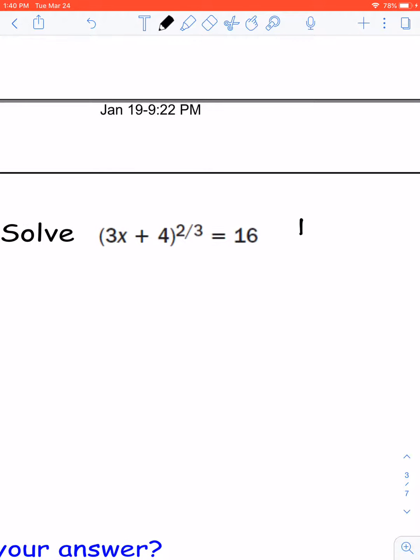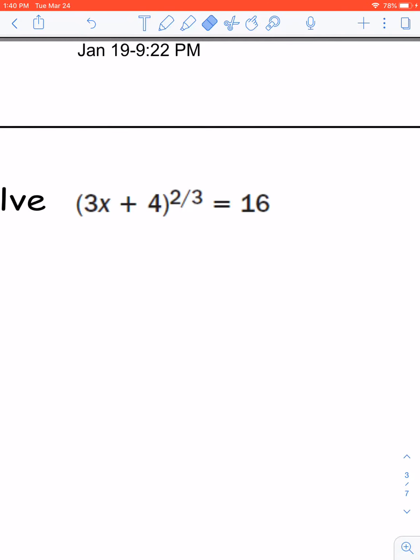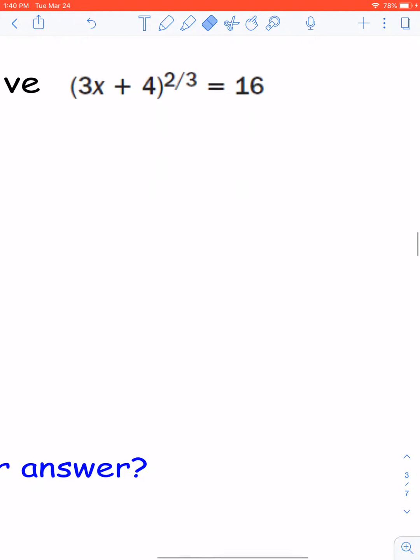Example 2, we're going to start to get more rigorous. This is going to be a problem that is going to take a little bit more thought. Ready? I have 3x plus 4 to the 2/3 equals 16. First thing, is the radical isolated? And you're like, what radical?